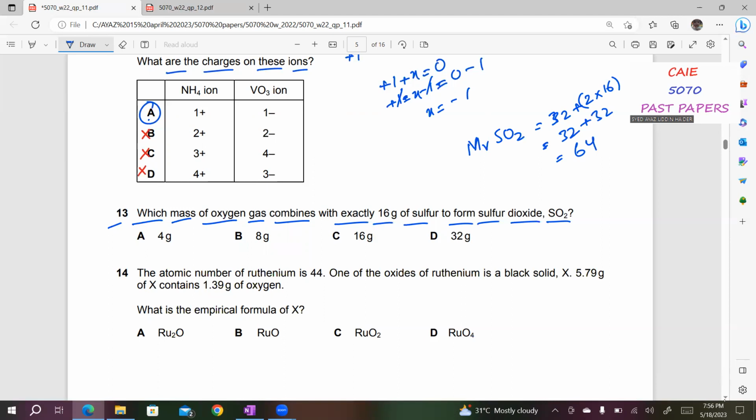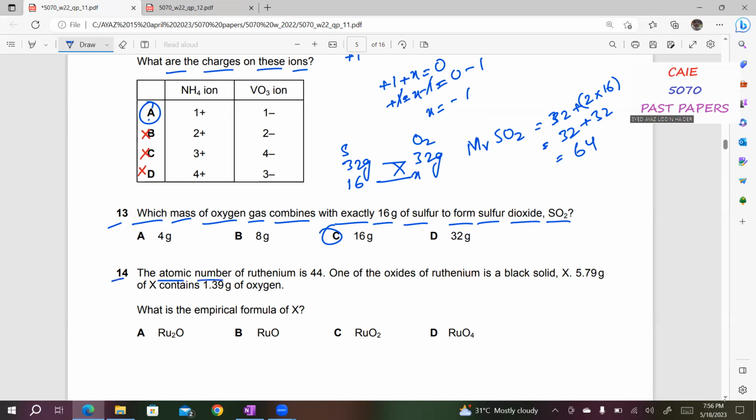So if I consider 64 grams of SO2, it contains 32 grams of S. Sorry, I will write the grams of S only here. 32 grams of S react with 32 grams of O2, then 16 grams reacts with X. So the answer must be 16 grams. So C is the right answer here.